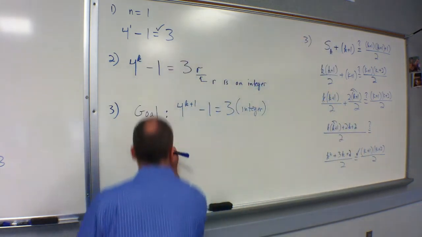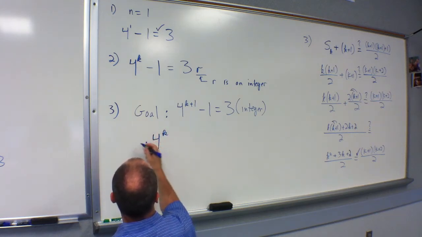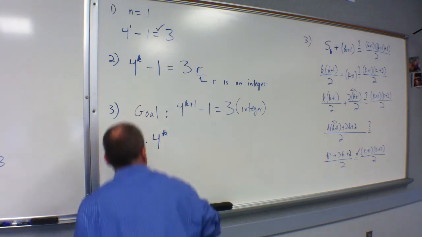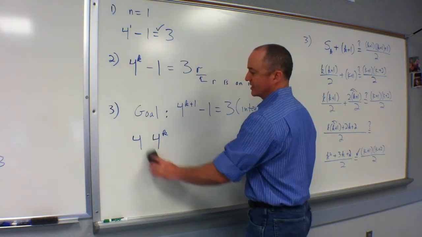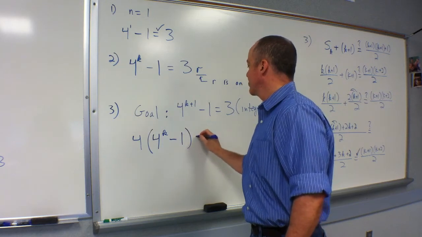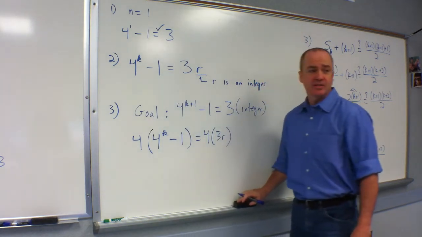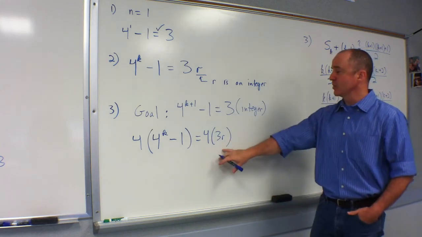Joey just said I can take 4 to the k and make it 4 to the k plus 1 by multiplying by 4. And he's correct. But then I have to multiply everything on both sides by 4 and just see what happens, and see if I can change whatever I get to this.